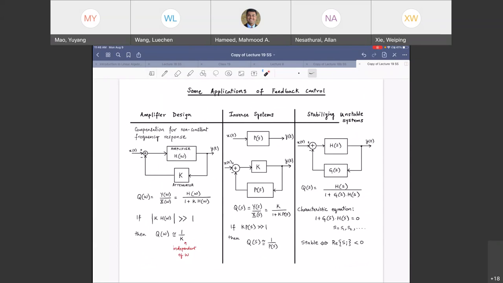It is nowhere close to a comprehensive list. You know, just three ideas. The last column is sort of very generic, but for amplifier design and for inverse system, just some quick ideas about how you could use negative feedback to make an amplifier independent of frequency and make an inverse system. We'll be dealing with the last column here.